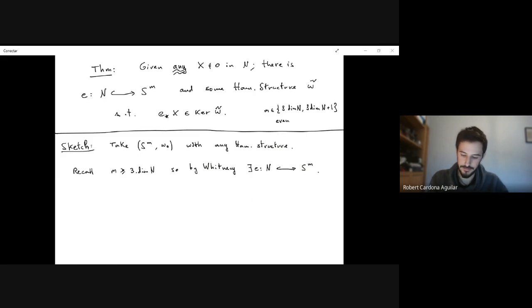Well, I will say it like this. So start with the sphere, where here I wrote M. So M is odd, and it's three dimension of n. So we have this condition, and I fix any Hamiltonian structure. There exists one at least, because you can, for example, look at the standard contact structure in the sphere. This is one example of a Hamiltonian structure. So by Whitney's embedding theorem, because we are in 3 times the dimension of n, there exists at least one smooth embedding of N into the sphere S^M.